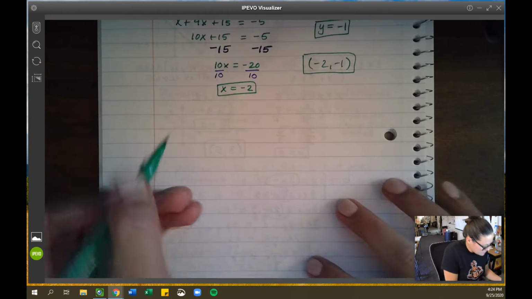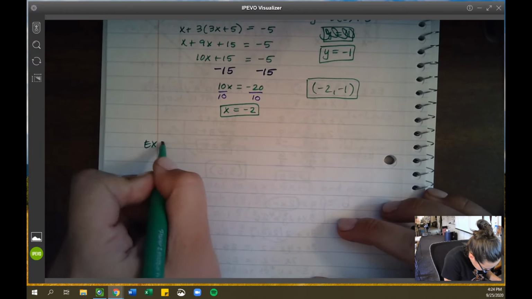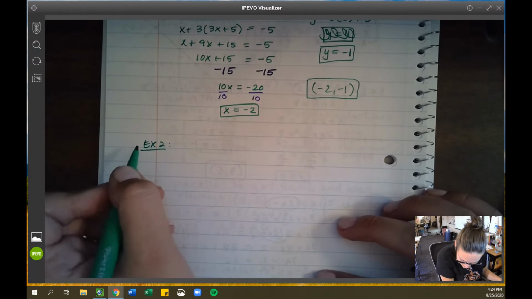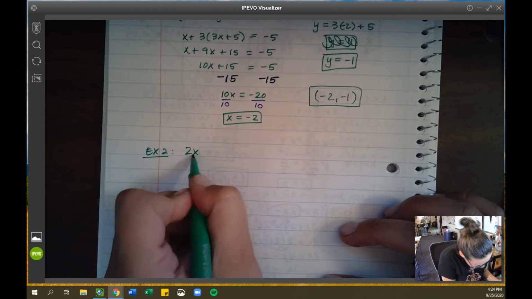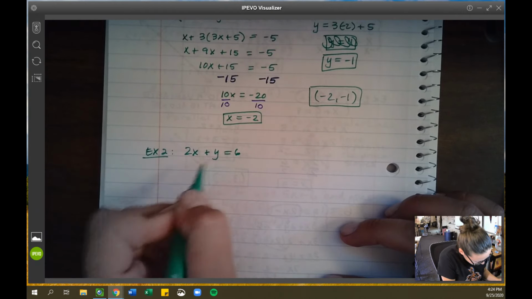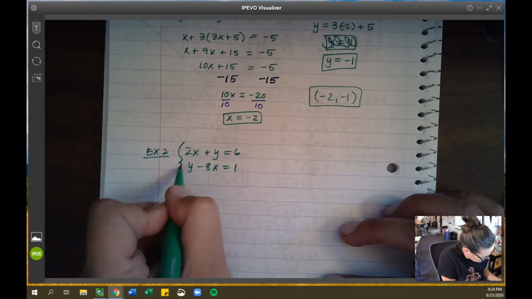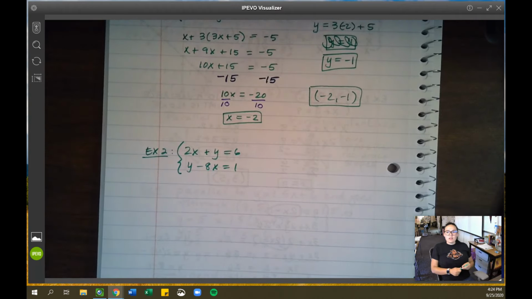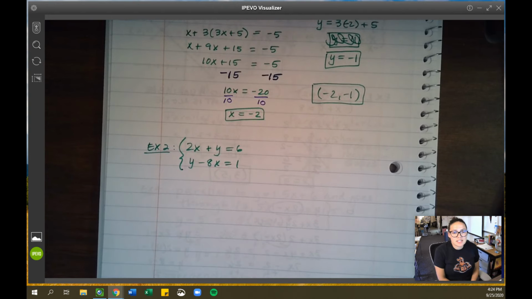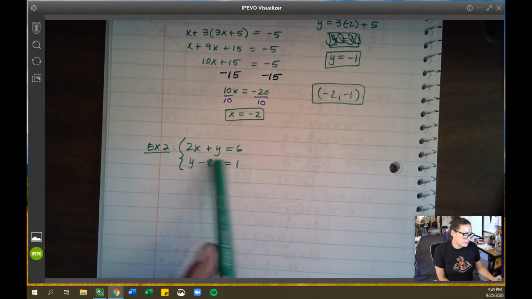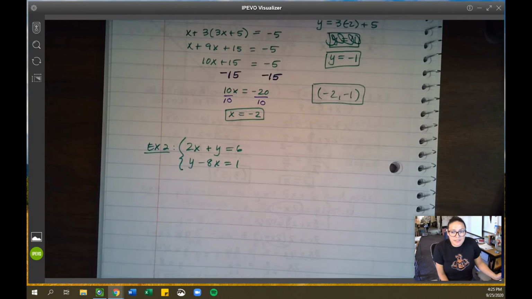All right, let's try another example. But this time, we're going to have a little bit of an issue. So what's the issue? Well, the issue is that if you look at both of these equations, there are no variables that are alone, okay? They have something else with them on that side of the equal sign.